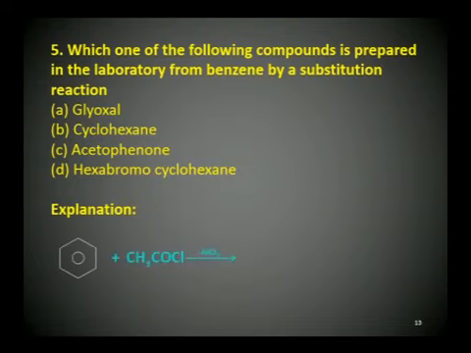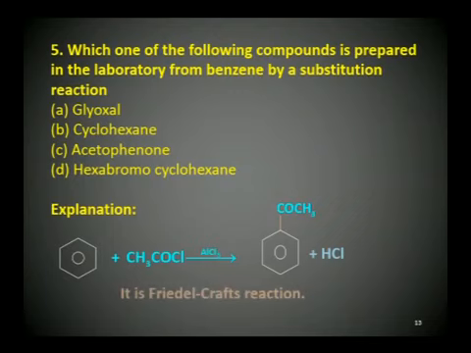When benzene is reacting with CH3COCl, that is acetyl chloride, in the presence of anhydrous aluminium chloride, we produce acetophenone and HCl. This reaction is called as Friedel-Crafts acylation reaction. So, the answer is C, that is acetophenone. So, acetophenone can be prepared in the laboratory by using benzene and acetyl chloride in the presence of aluminium chloride, where this reaction is called as Friedel-Crafts acylation reaction.